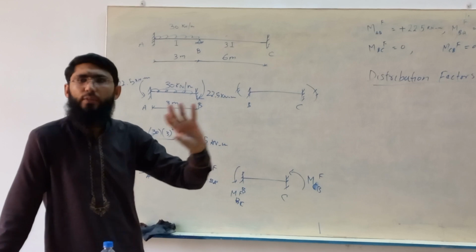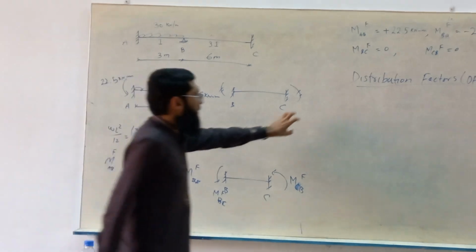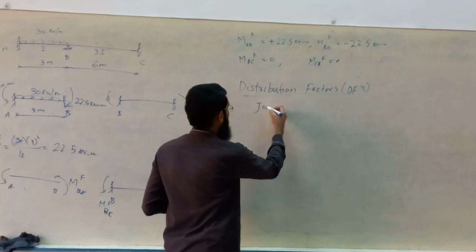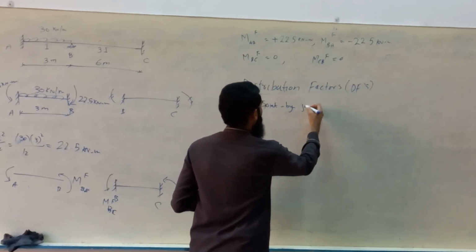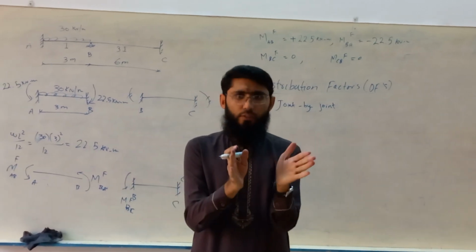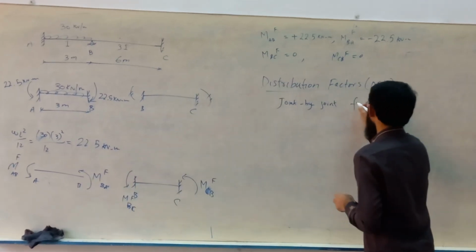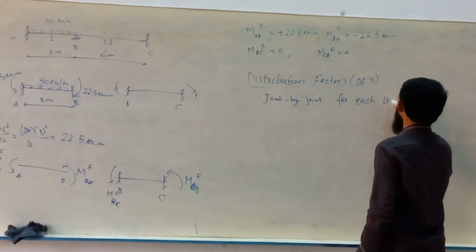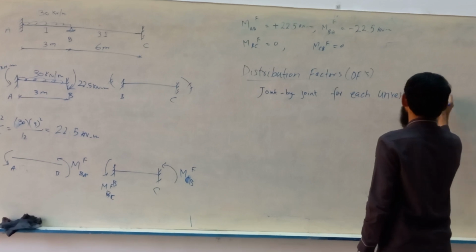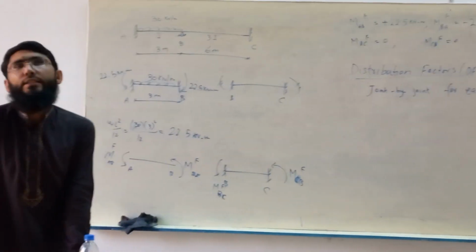So what are distribution factors? We'll get to know. Once we use them in the example, we'll get to know what these factors actually mean. Distribution factors. So we will always calculate them joint by joint. What does that mean? We will have to calculate the distribution factors for each unrestrained joint. In this case, this B is the only unrestrained joint.